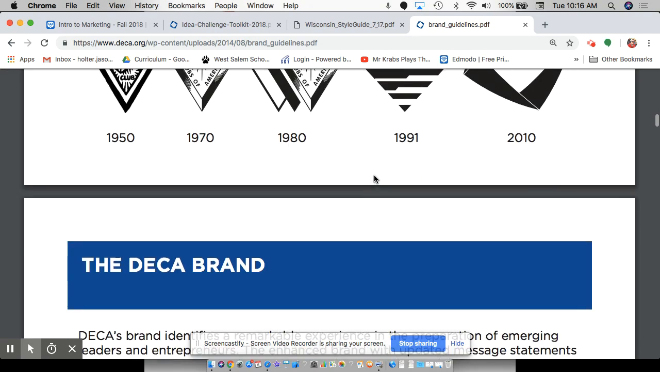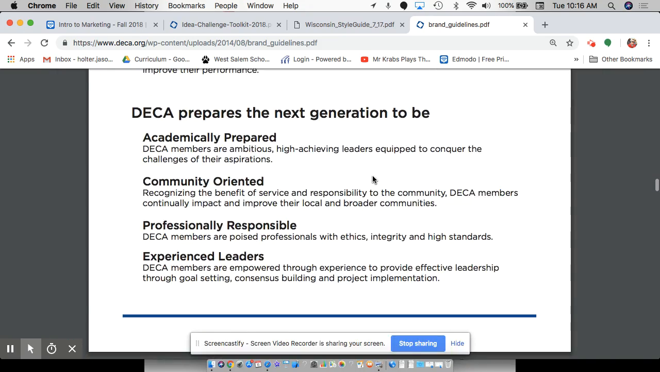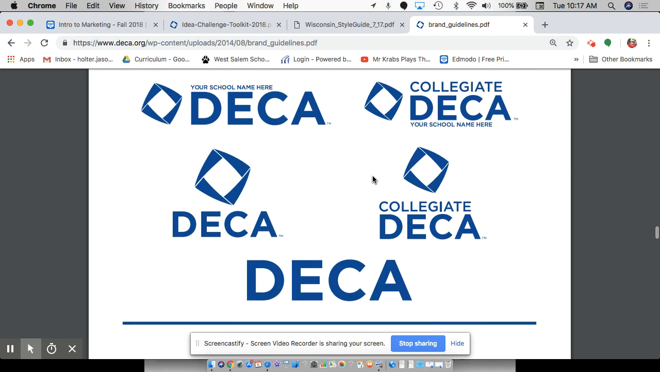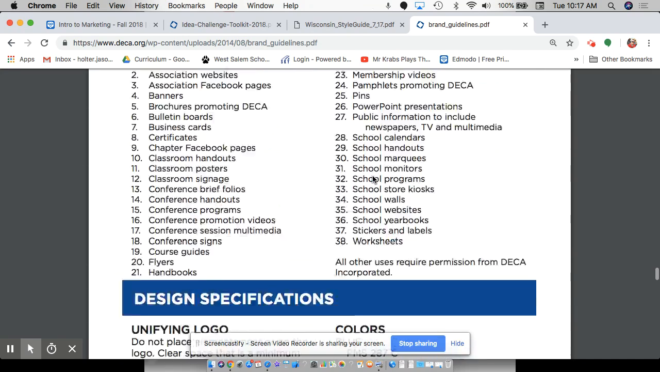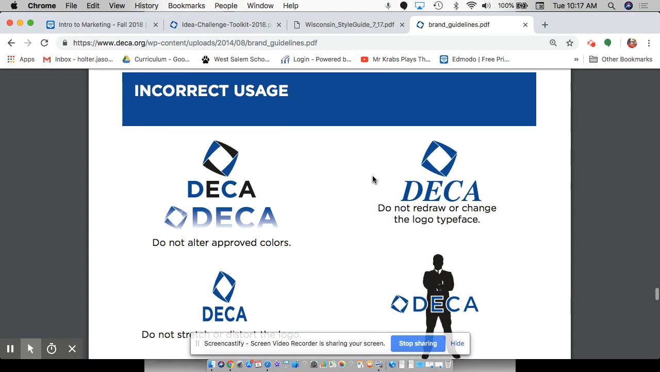Now the Decca branding guidelines is kind of an interesting one because this is a student organization, but this is how they do the official logos. So this is what is supposed to be official. We actually have one of these that looks like that with our school name on it. But as we go down, we have the what can you not do?